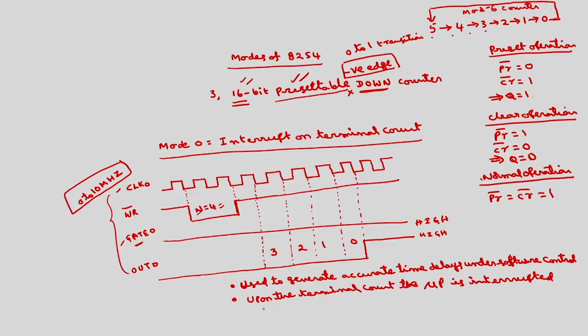If out is connected to the interrupt of the 8086, that is why the name is interrupt on terminal count. So, I will give some examples so that this operation will be clear.